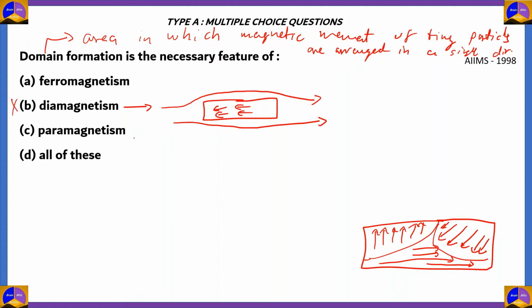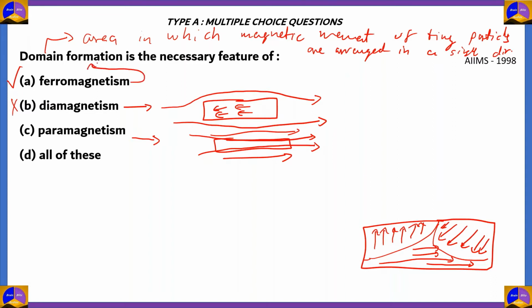What about option C, paramagnetism? In paramagnetism, there is a slight acceptance of the magnetic field. So the external magnetic field is now partially concentrated inside the material. But paramagnetic materials are not necessarily the materials which we make as magnets, while the materials which we make as magnets have domain formation in them. So the right answer is option A, ferromagnets.